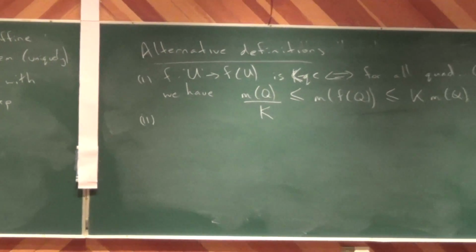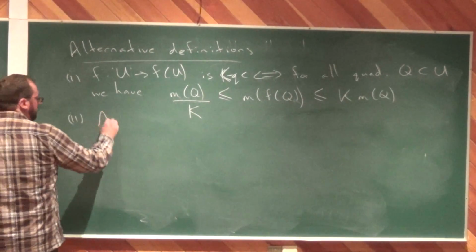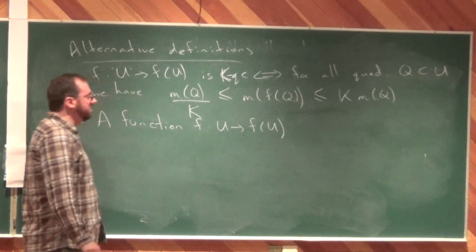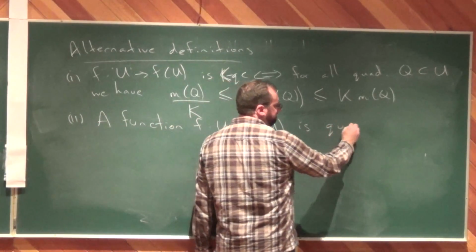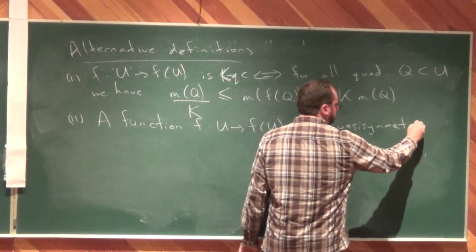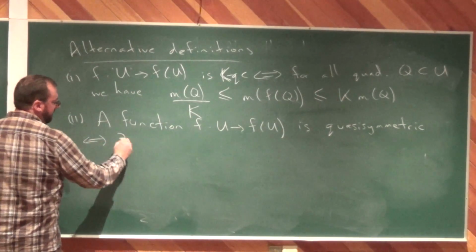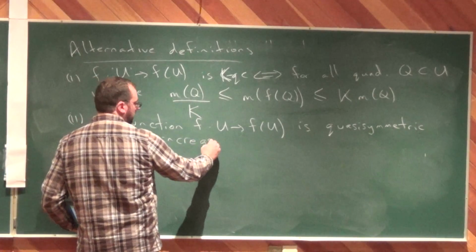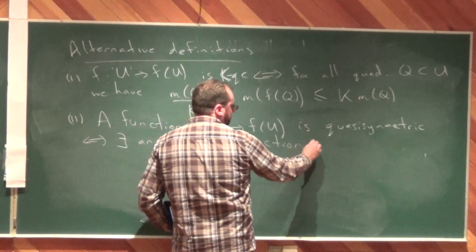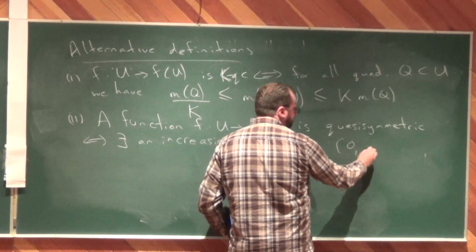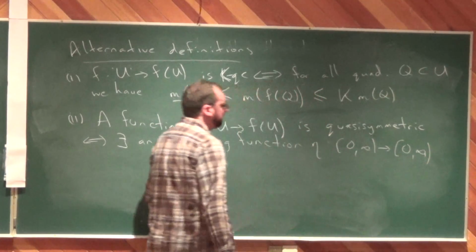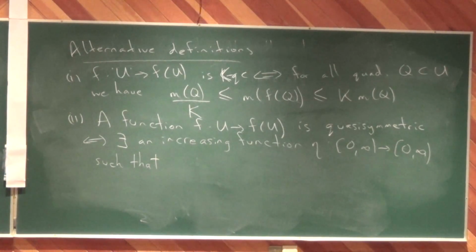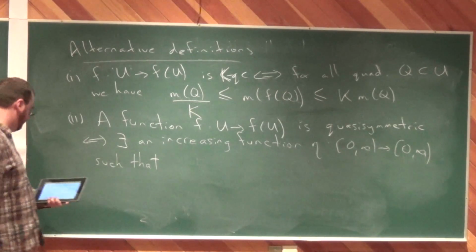I will not say quite as much about the other two definitions of quasi-conformality. Well, let's just say a function f from U to f of U is quasi-symmetric if and only if there exists an increasing function eta from 0 to infinity to 0 to infinity such that... so the idea of quasi-symmetric functions is to look at 3 points and see how the mapping distorts the distances between those 3 points.